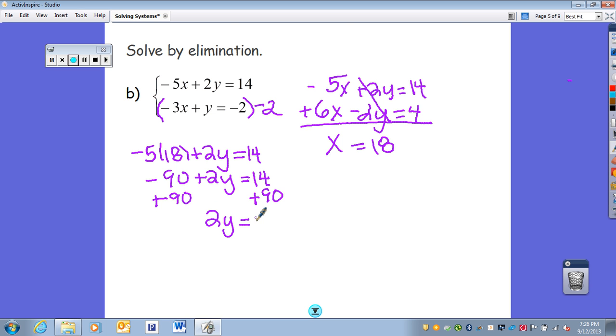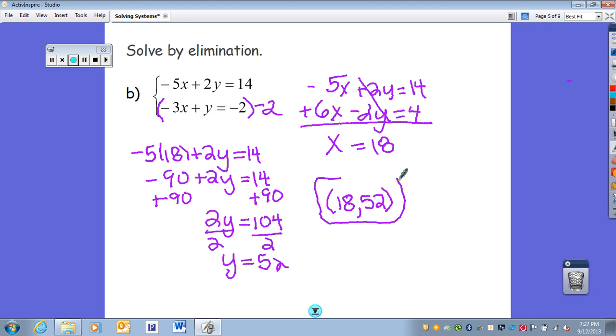2y is equal to 104, and I'll divide both sides by 2 to finish solving, which results in y being equal to 52. So my point of intersection is at the coordinates 18, 52, and that is the solution to my system, which is the point of intersection.